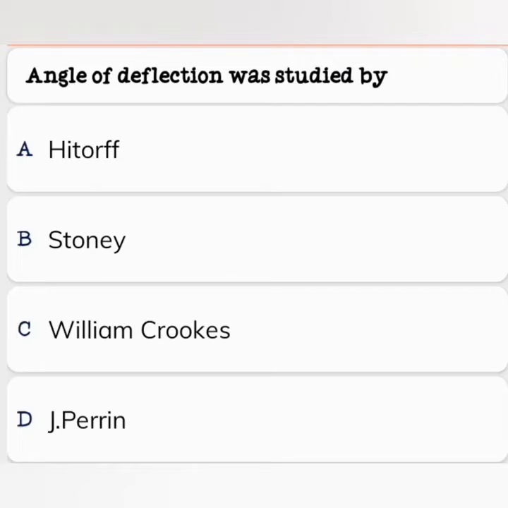Angle of deflection was studied by A. Hittorf, B. Stoney, C. William Crookes, D. J. Perrin. Yeah, so the right option is D, J. Perrin.